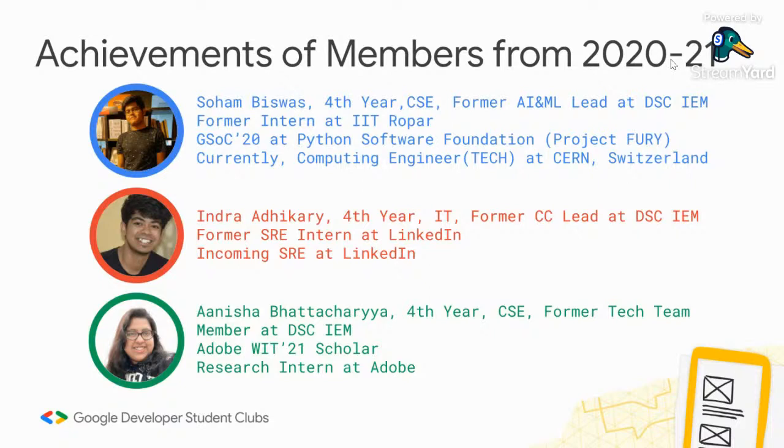And he is currently a computing engineer at CERN, Switzerland. That is something like amazing. Next, we have Indra Adhikari. He's also in fourth year in the IT department. He was the former competitive coding lead at DSC-IEM. He was the former SRE intern at LinkedIn, and he got a PPO from that, and he'll be joining LinkedIn as an SRE after completion of his degree.